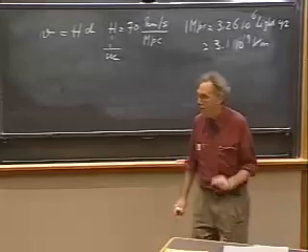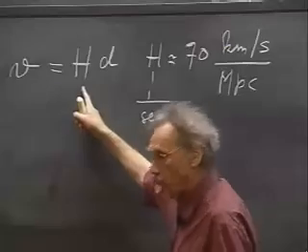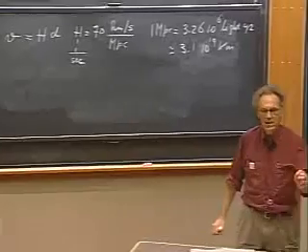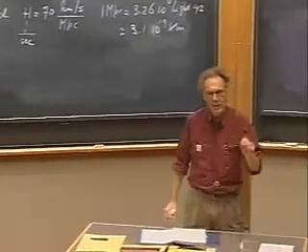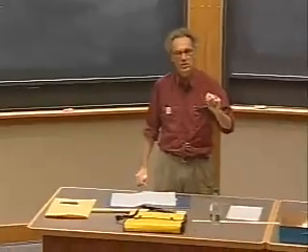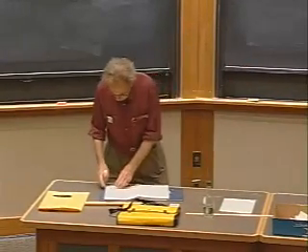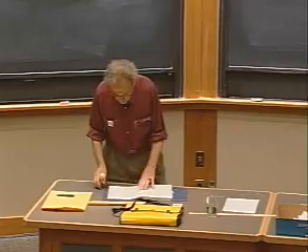Hubble himself found a value which is 500 kilometers per second per megaparsec. The reason was that he had a different estimate for the distance. He thought that the distance to the galaxies that were in his sample were 7 times smaller than what we think today.